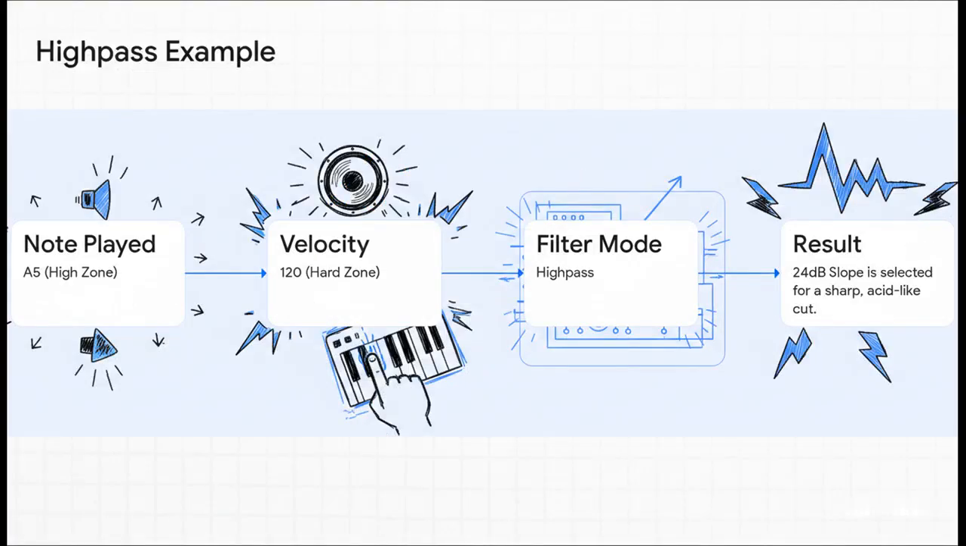Let's make this super clear with a quick example. Imagine you're using a high-pass filter. You play a high note, say A5, and you play it hard, a velocity of 120. The system checks the matrix. Okay, you're in the high note zone, you're in the hard velocity zone, and you're in high pass mode. The result? Boom. It instantly selects the 24 dB slope, giving you that thin, sharp, acid-like cut exactly where you'd want it, all without you touching a single knob.